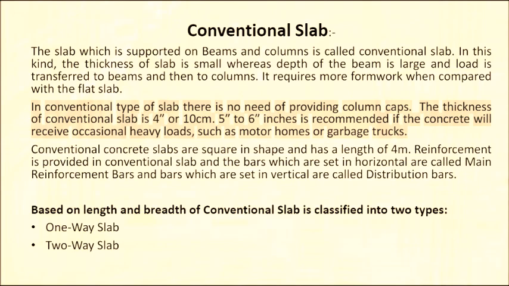The thickness of conventional slab is 4 inches or 10 cm; 5 to 6 inches is recommended if the concrete will receive occasional heavy loads, such as motor homes or garbage trucks. Conventional concrete slabs are square in shape and have a length of 4 m. Reinforcement is provided in conventional slab, and the bars which are set horizontally are called main reinforcement bars and bars which are set vertically are called distribution bars.